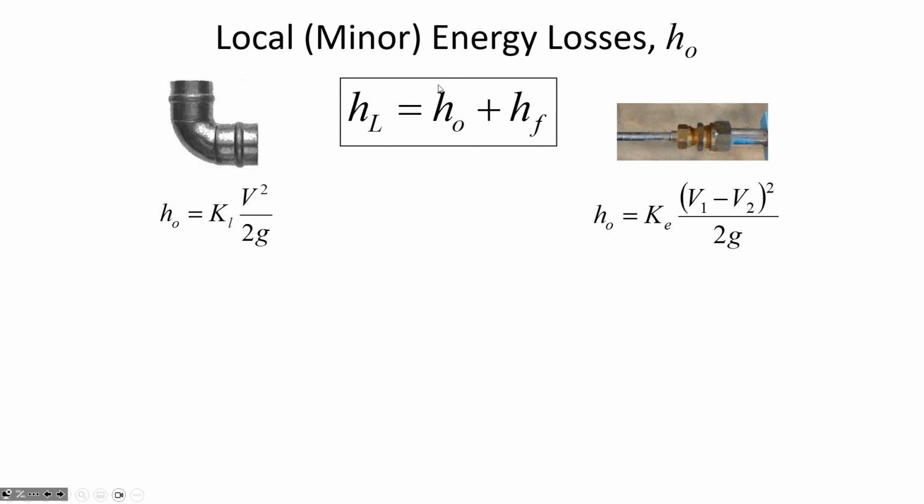And so local losses are due to things like pipe fittings where there's an expansion in the pipe diameter, or if the water is going through a bend in the pipe. If it is changing in some rapid way, then it's going to introduce turbulence into the flow and a reduction in energy because of that turbulence.